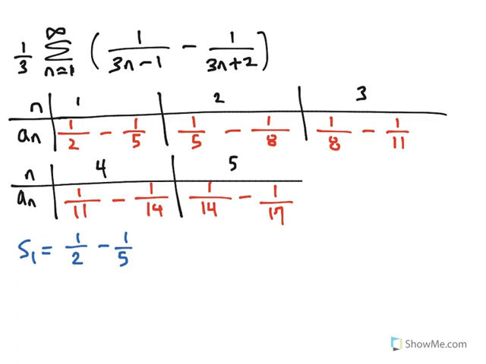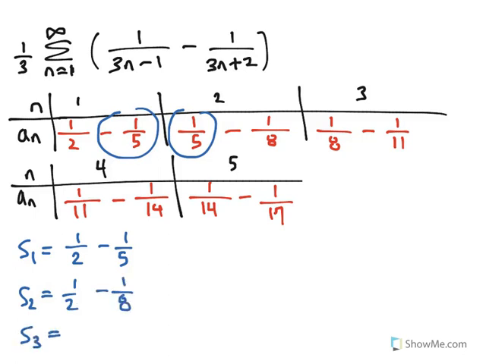The first partial sum would be just the first term of the series. And for the second partial sum, we're going to go ahead and add the first two terms of the series. If you add the first two terms, then negative 1/5 and the 1/5 will add to give you 0. So the second partial sum would be 1/2 minus 1/8. The third partial sum, the negative 1/8 and the positive 1/8 will add to give you 0, and you'll have 1/2 minus 1/11.